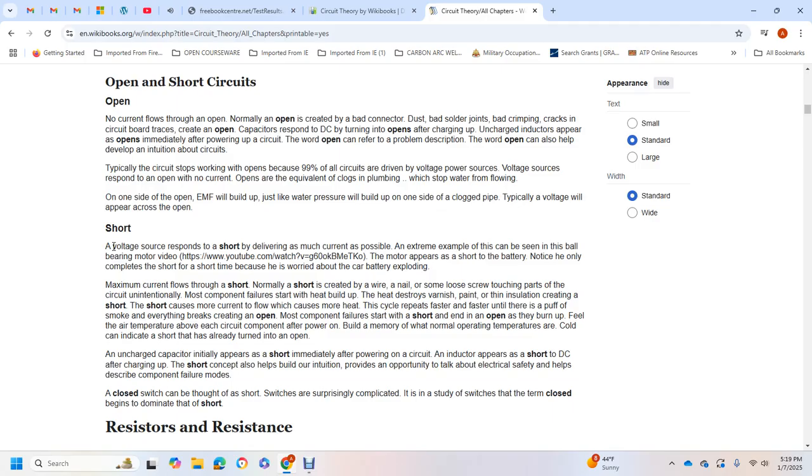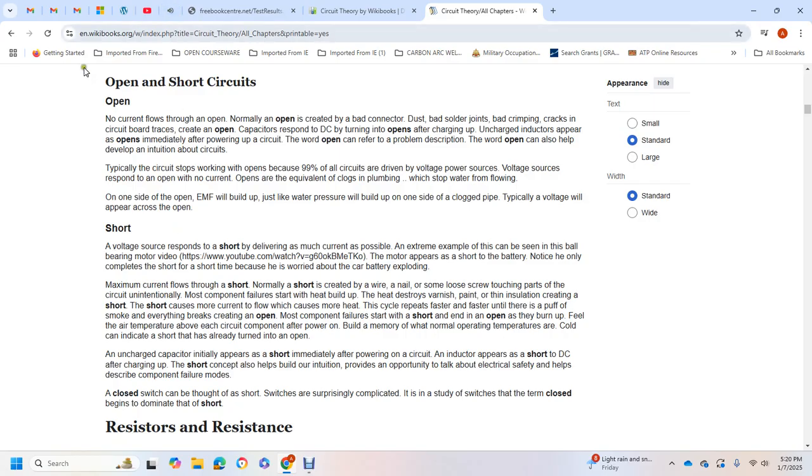Feel the air temperature above the circuit component after the power is on. Build a memory of what the normal operating temperatures are. Cold can indicate a short has already turned into an open. An uncharged capacitor initially appears as a short immediately on powering the circuit. Inductors appear as a short at DC after charging up. Short concepts also help build an intuition, provide an opportunity to talk about electrical safety, and help describe component failure modes.